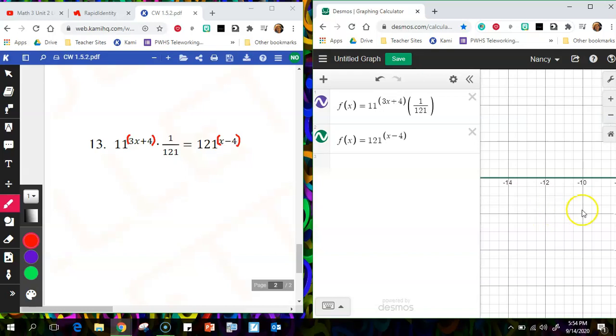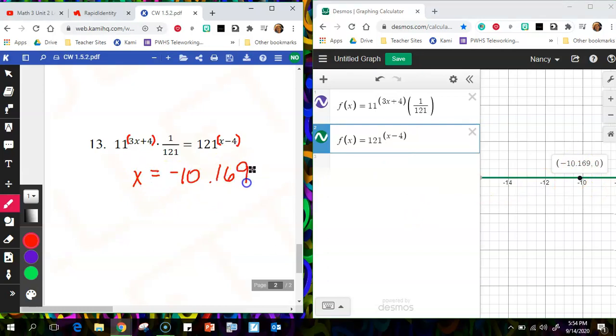There is an intersection, and you see the point does come up when I click right there. And so it's, sorry, that's my oven timer. So it looks like it's negative 10.169. On my key, it just says negative 10, but I think this is accurate. So let's see, x equals negative 10.169 is what I would enter there.